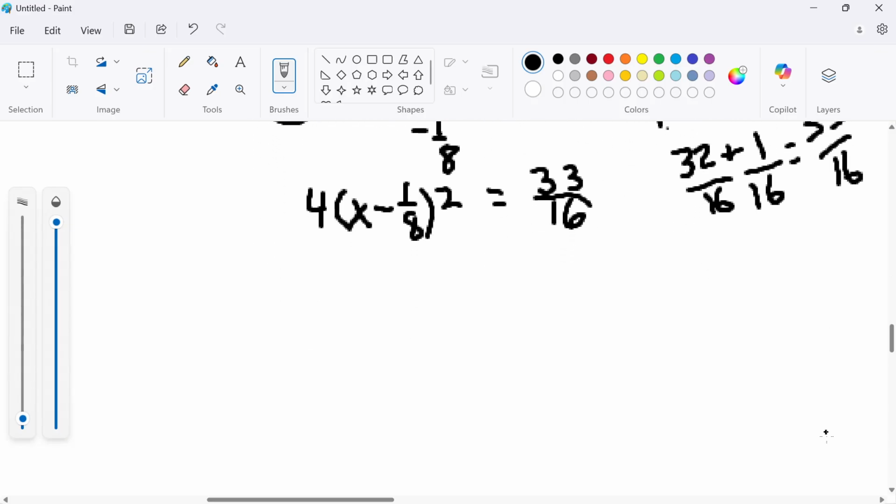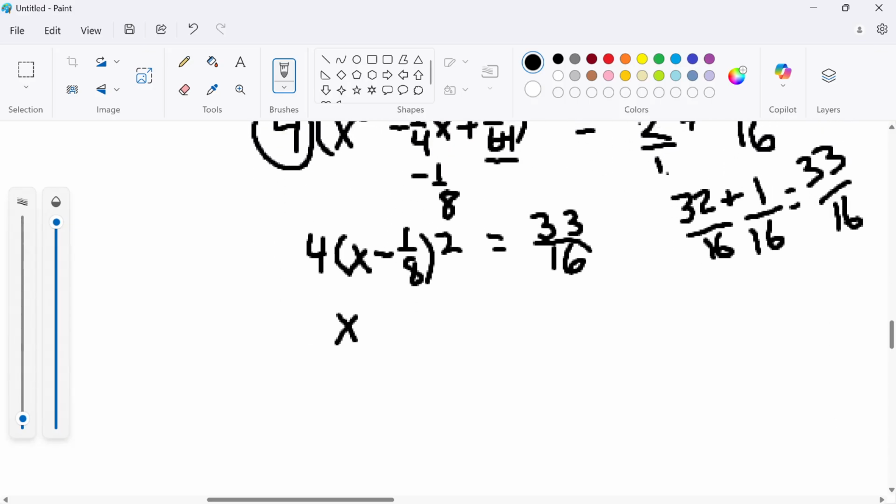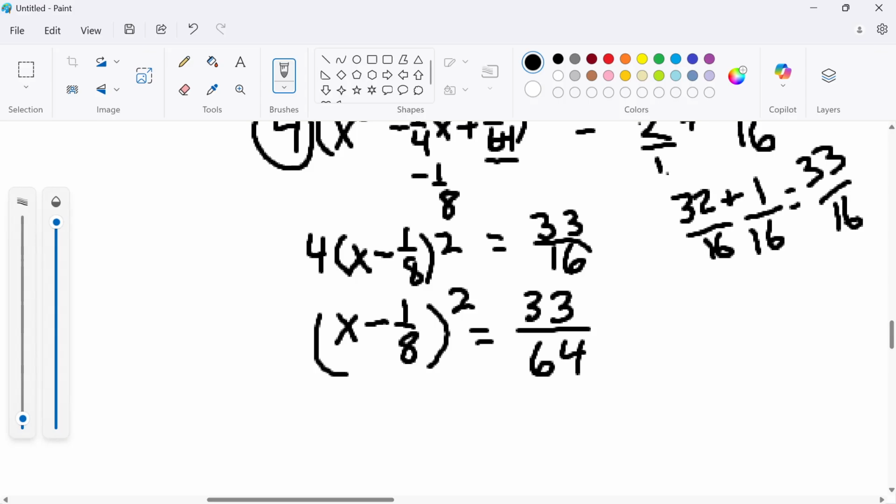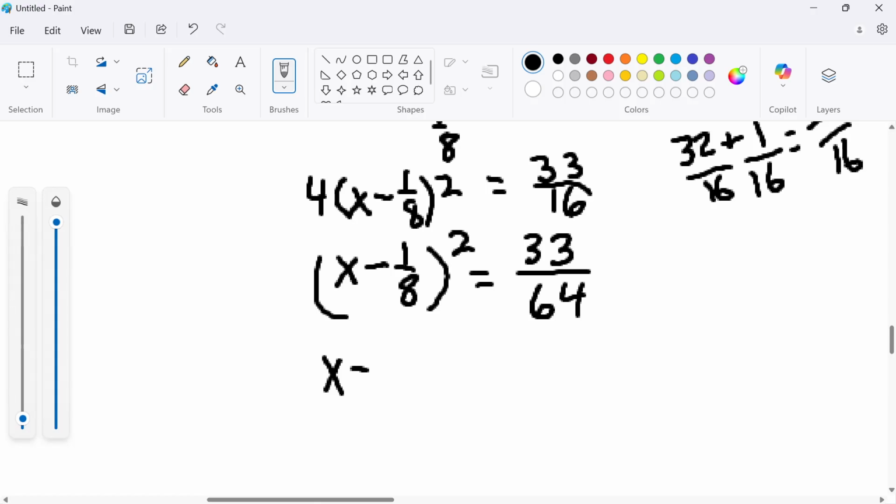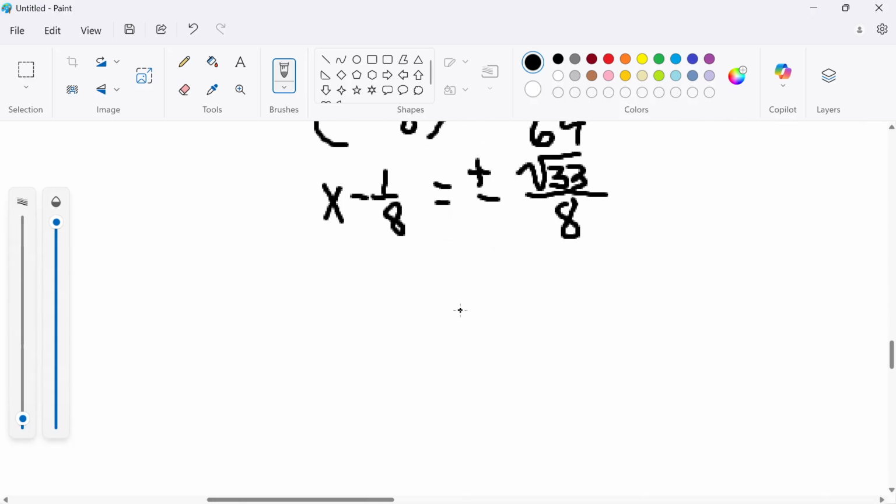Now I will divide both sides by 4. X minus 1/8 squared equals 33 divided by, if I'm dividing by 4, I'm multiplying the denominator by 4, 33/64. Now I can take the square root of both sides. X minus 1/8 equals plus or minus square root of 33. What is the square root of 64? It's just 8. And then I will add 1/8 to both sides. X equals 1/8 plus or minus square root of 33 over 8.